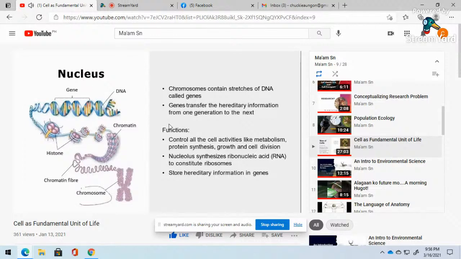Now the chromosome contains stretches of DNA, and these are called genes. Genes transfer the hereditary information from one generation to the next. The function of the nucleus is to control all the cell activities like metabolism, protein synthesis, growth, and cell division. The nucleolus synthesizes RNA to constitute ribosomes and also stores hereditary information in genes.